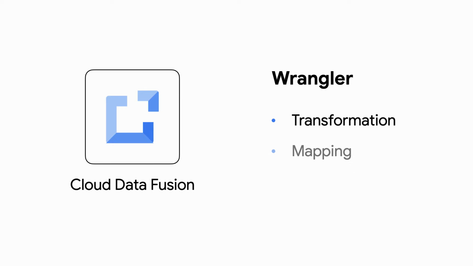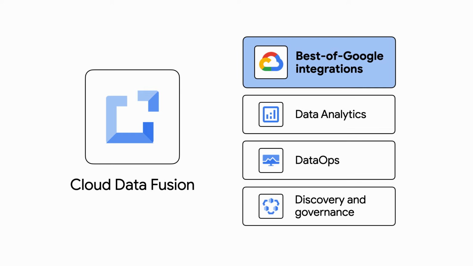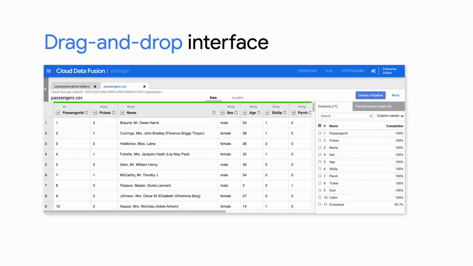In this video, we're going to show you the Wrangler feature of Cloud Data Fusion, which is an interactive visual tool that lets you operationalize data transformation, mapping, and cleansing processes, and reduces time to insights. Cloud Data Fusion is part of Google Cloud, which means it integrates smoothly with the rest of our data management, processing, and analytics portfolio.